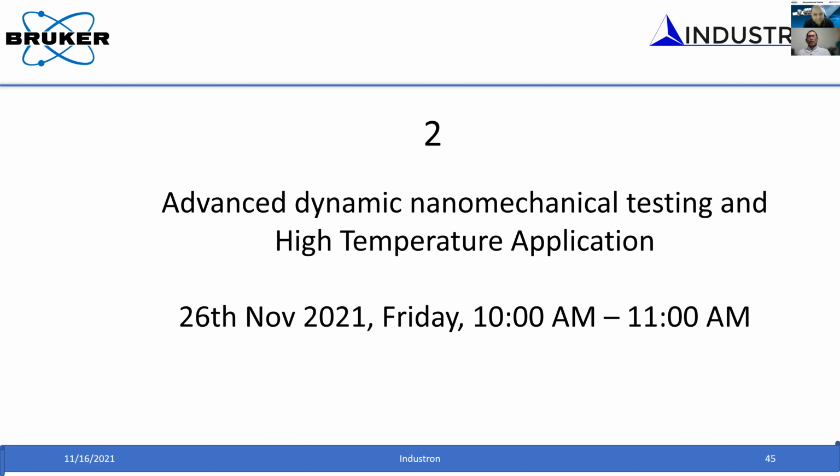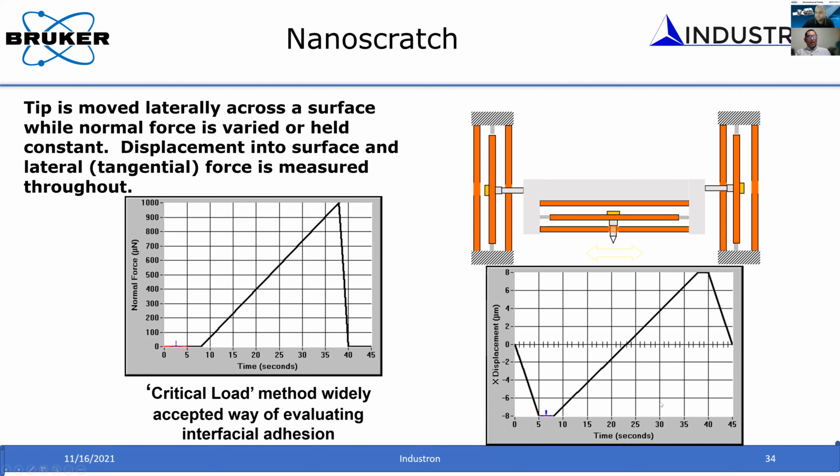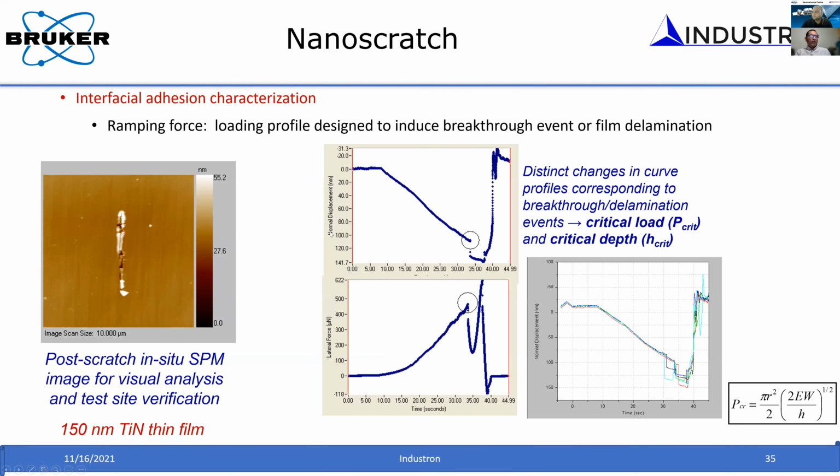I think you have a slide on nanoscratch. Yes, I have a slide. Here you have the normal force and the lateral force. The ratio of those will give you a direct measure of the friction. I hope that answers the query. In case you have any follow-up question, please let us know.